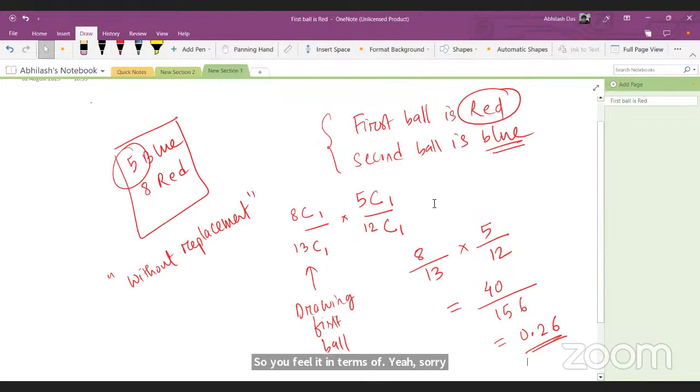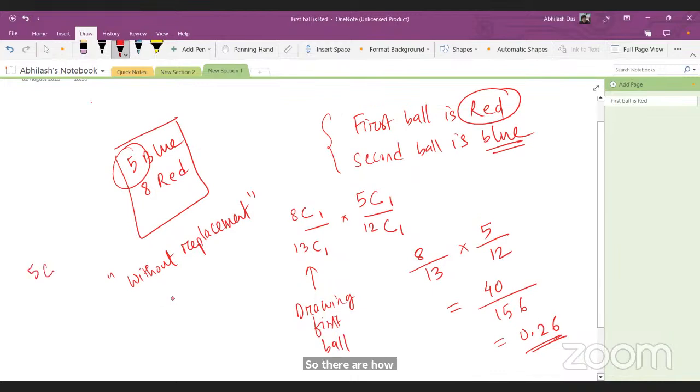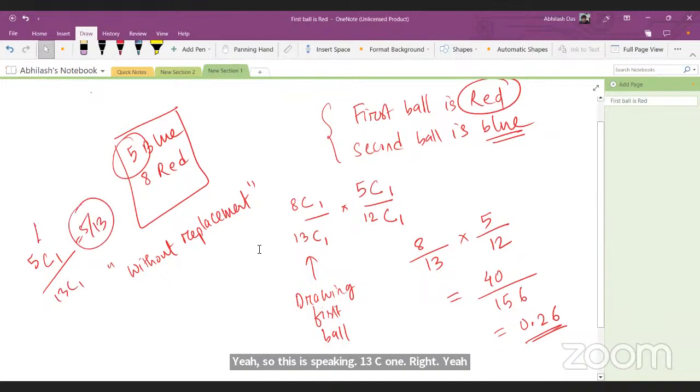Sorry, can we do the previous question by the method of combination? Yeah, just see, in the previous question it said 5 blue balls and 8 red balls, and you're drawing one ball and you want the ball to be blue. So there are how many blue balls? 5 blue balls, right? So you pick one out of 5, 5C1, upon picking one from the total, 13C1, right? So yes, it will be 5 upon 13.